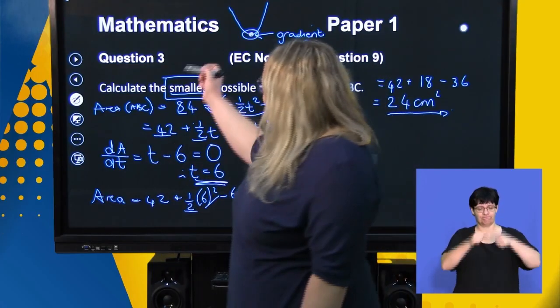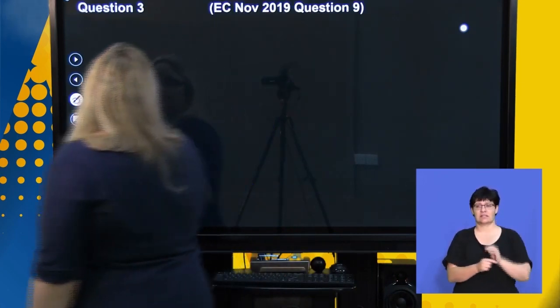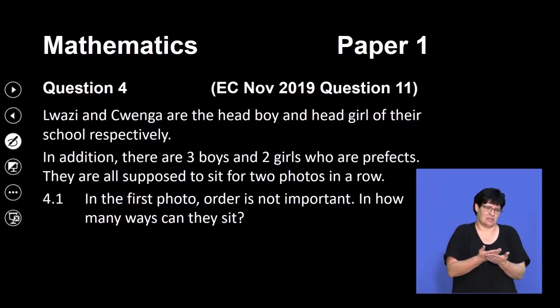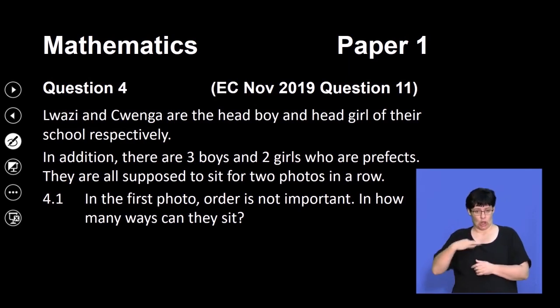All right, so let's move on to the last part, which is we're going to do a little bit of probability. All right, so we have Lwazi and Kwenga, who are the head boy and head girl of their schools respectively. In addition, there are 3 boys and 2 girls who are prefects. They're all going to sit for 2 photos, and they're sitting in a row.